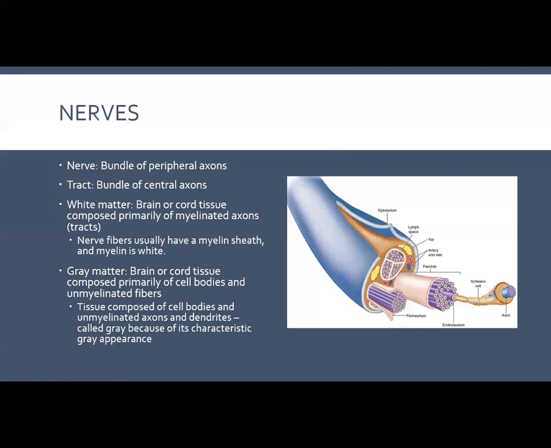Your gray matter is brain or cord tissue composed primarily of cell bodies and unmyelinated fibers. So these are the ones that do not have that myelin sheath. They're called gray because of their characteristic gray appearance. So that's the difference in a nutshell between white matter and gray matter.